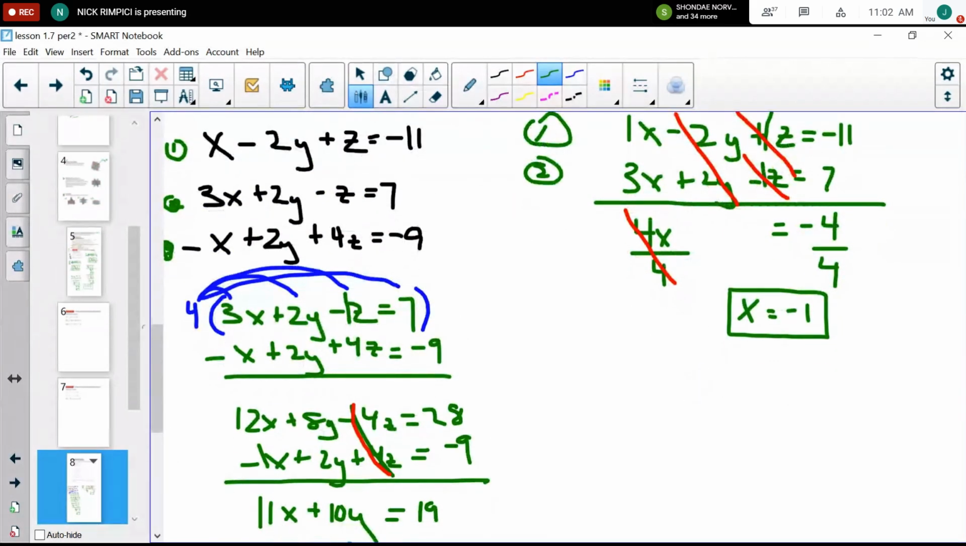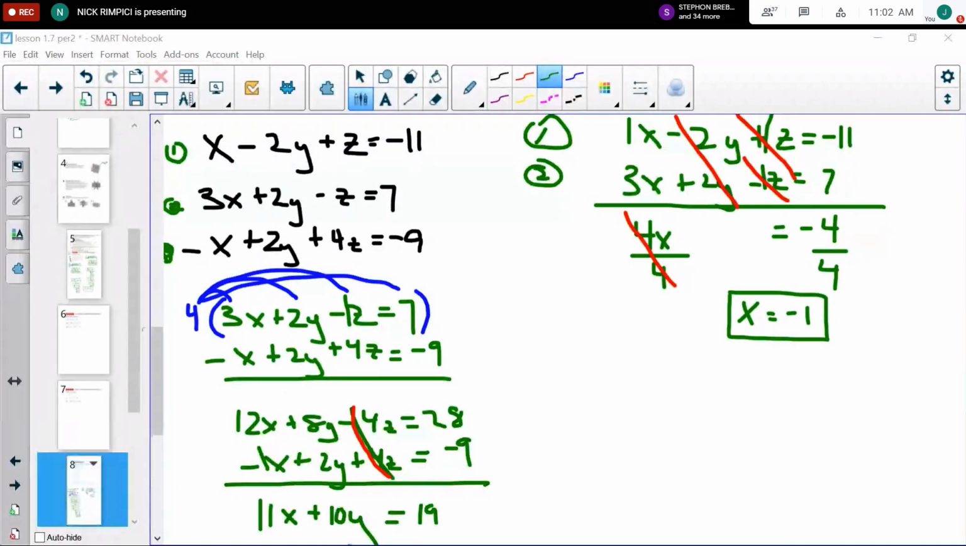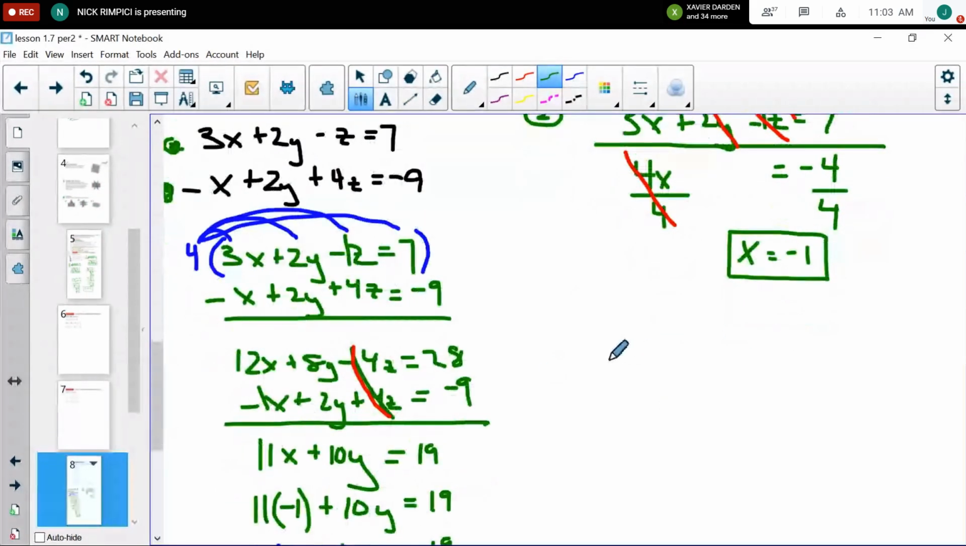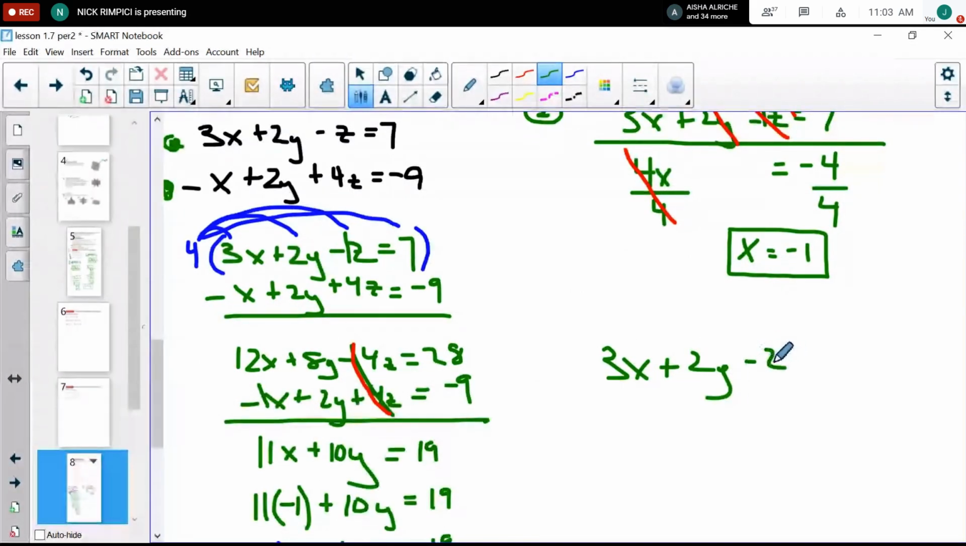Somebody want to select one of the equations to choose? It doesn't make a difference. No matter which one you pick, it should still give you the same value for z. So I'll let somebody choose. 2? All right. So let's take equation 2. Equation 2 says 3x plus 2y minus z equals 7, right?